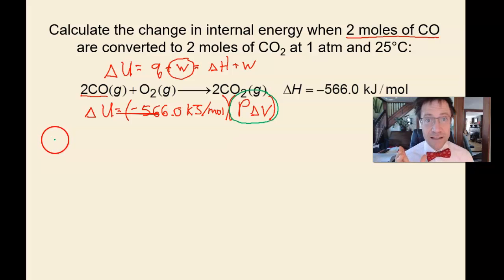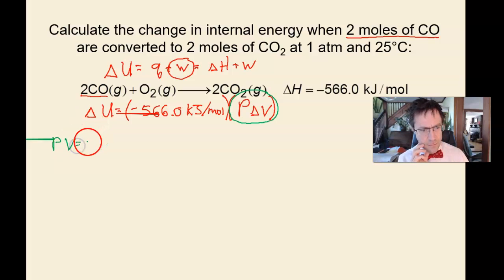Well, all right. I'm going to harken back to last chapter. It's almost like this was done in order for a reason. I do know that PV equals nRT, right? So here, this is how I'm going to solve the work done. PV equals nRT.